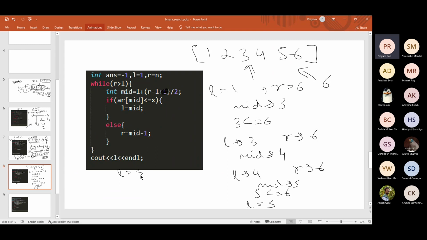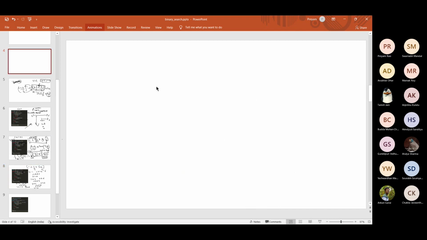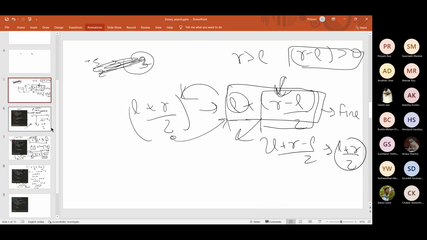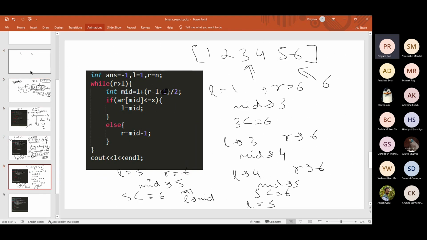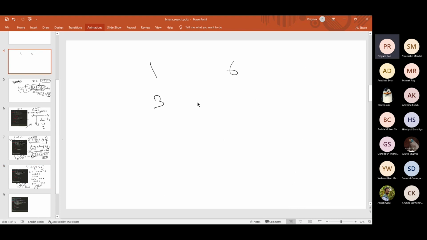Right? L is equal to 5, R is equal to 6. Mid, we'll divide this by 2, mid is 5. We'll check if 5 is less than or equal to 6. It is. So we'll set L to mid, but mid is still equal to 5. Right? So you notice the infinite loop, right? So we go 1, 6, 3, 6, 4, 6, 5, 6, but we stay at 5, 6. And this creates an infinite loop.